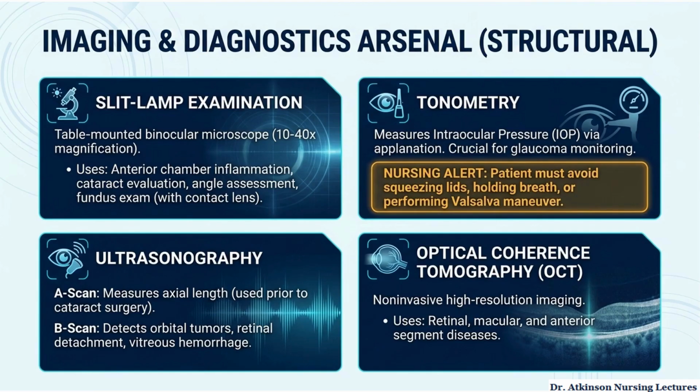During tonometry, patients should avoid squeezing the eyelids, holding their breath, or performing a Valsalva maneuver because these actions can affect intraocular pressure readings. Ultrasonography includes A-scan and B-scan testing. The A-scan measures axial length before cataract surgery, while the B-scan helps identify orbital tumors, retinal detachment, and vitreous hemorrhage. Optical coherence tomography, or OCT, provides non-invasive high-resolution imaging used to evaluate retinal, macular, and anterior segment diseases.